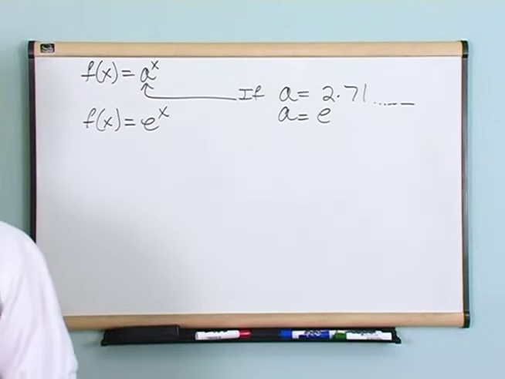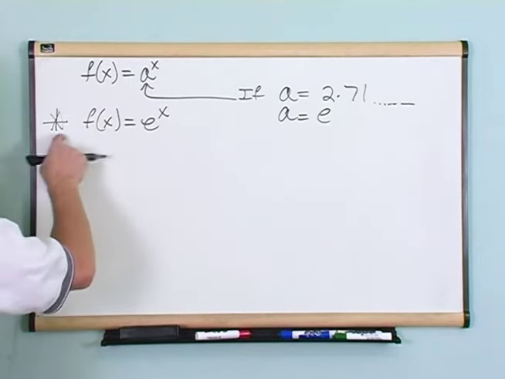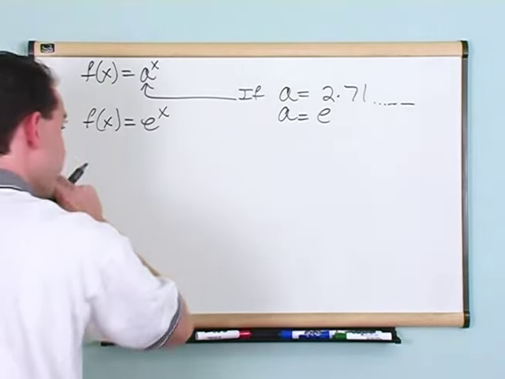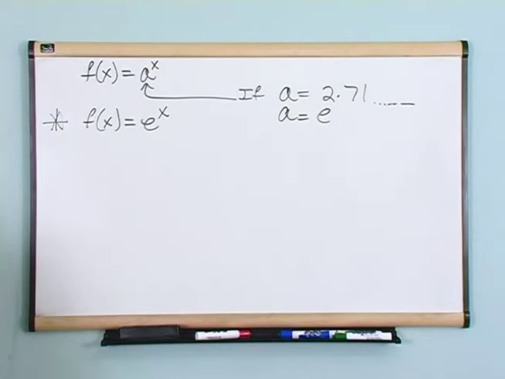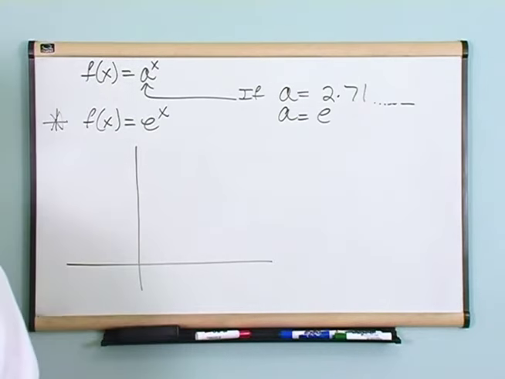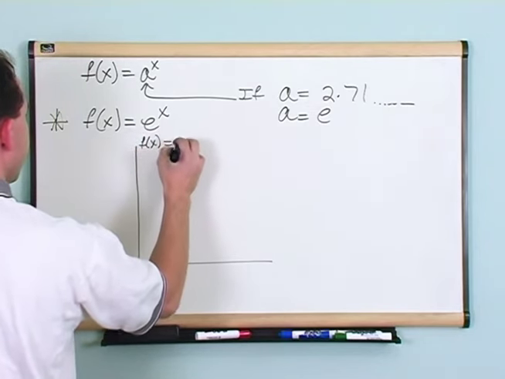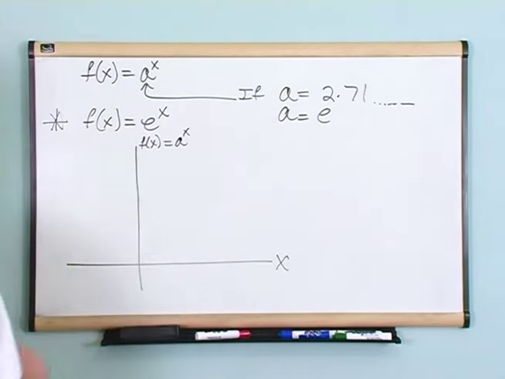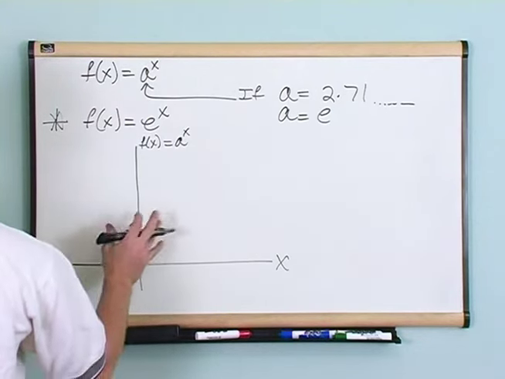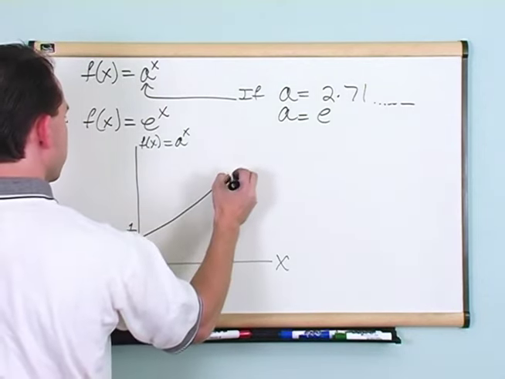Okay? So a very special exponential equation is this one here, where we have e to the x. But just remember, e is just a number, just like pi. It's just a very special number. Okay? So if I had to draw a comparison, here's f of x equals a to the x power, just like what we've been drawing all day. Here's the number 1. If I were plotting 2 to the x, it might be something like this.